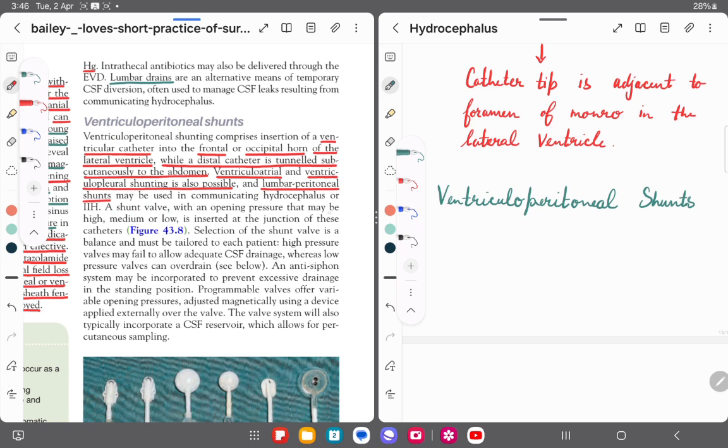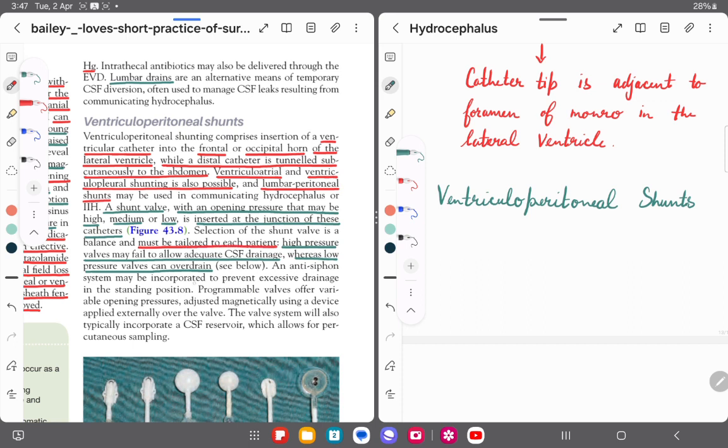A shunt valve with an opening pressure that may be high, medium or low is inserted at the junction of these catheters. Selection of the shunt valve is a balance and must be tailored to each patient. High pressure valves may fail to allow adequate CSF drainage, whereas low pressure valves can overdrain. So the valve must be tailored to each patient.